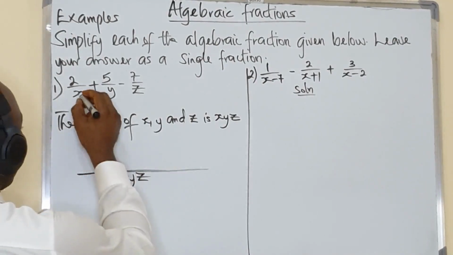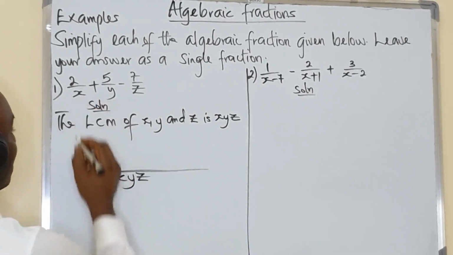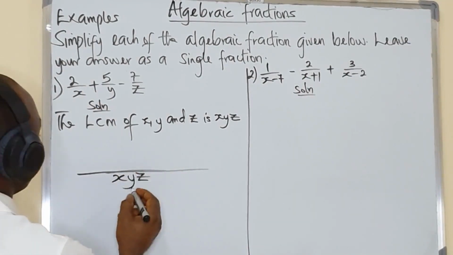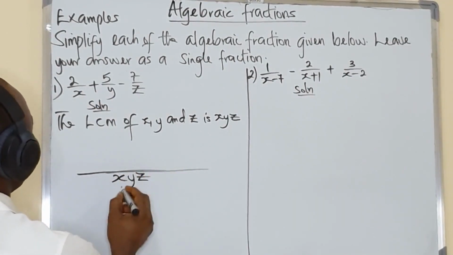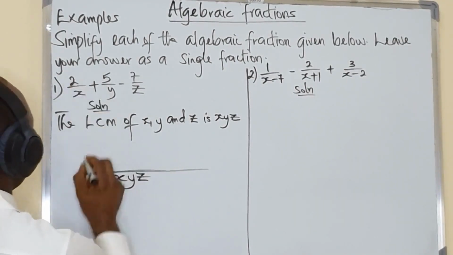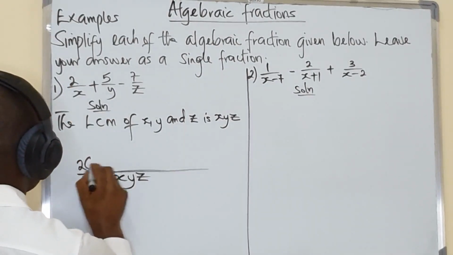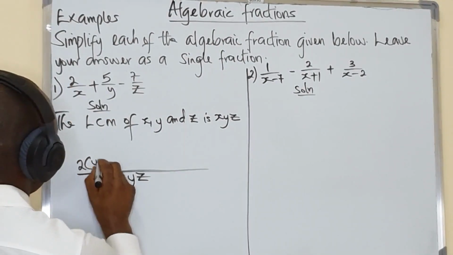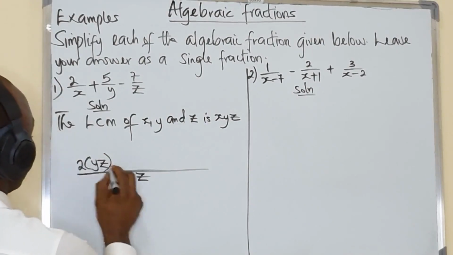So we begin by first dividing xyz by x. That obviously is going to give us yz. So we'll be multiplying the yz by the numerator 2. That is 2 multiplying yz. The first part is done.